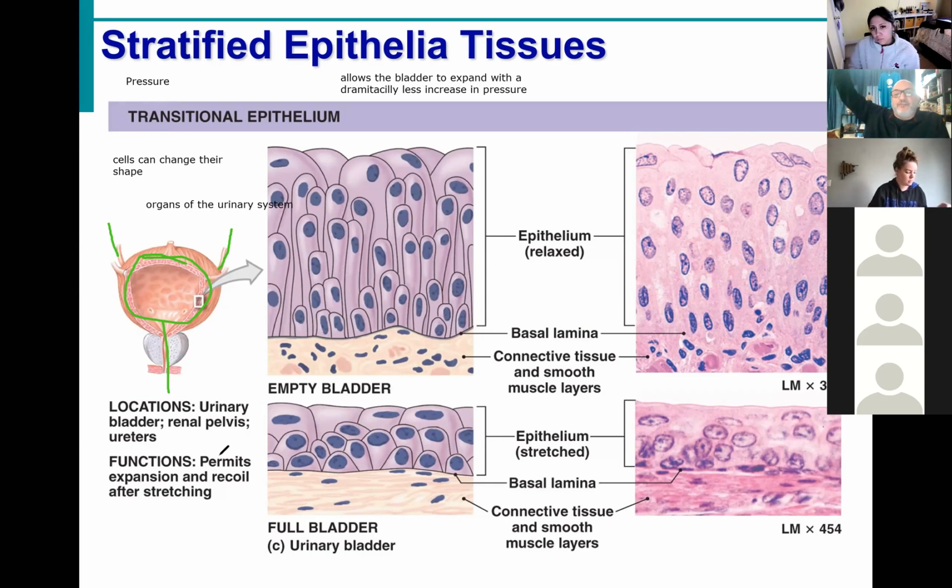Massive, massive amount of growth in that time. And so not surprisingly, he has some pretty dramatic stretch marks on his side because he stretched his skin beyond its elasticity. Laura, you had your hand up?